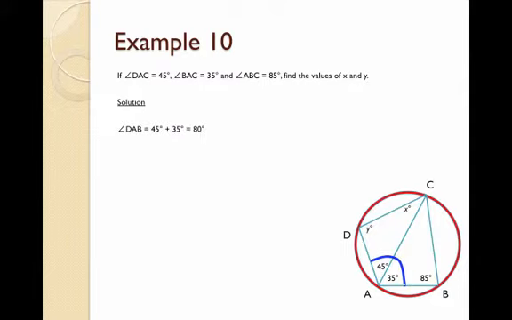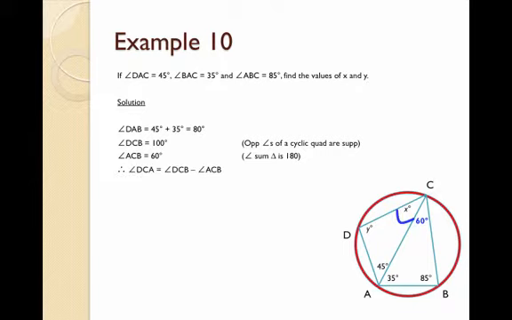I start my proof by stating the size of angle DAB, by adding 45 and 35 together and getting 80 degrees. I now say that angle DCB equals 100 degrees because opposite angles in a cyclic quadrilateral are supplementary. I can say now that angle ACB is 60 by using the angle sum of a triangle property. This lets me say that DCA equals DCB minus ACB, which means that x equals 40 degrees. I can also state that y equals 95 degrees because opposite angles in a cyclic quadrilateral are supplementary.